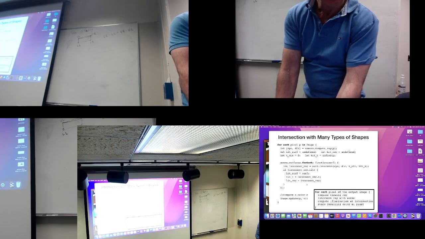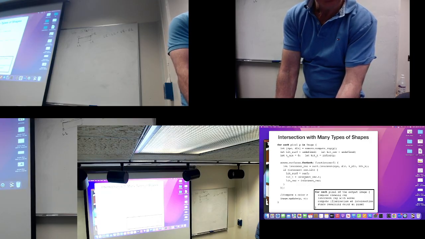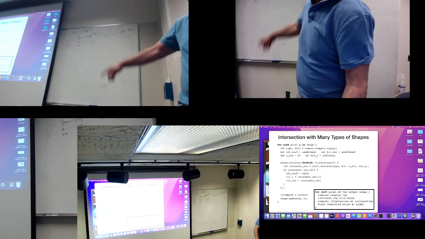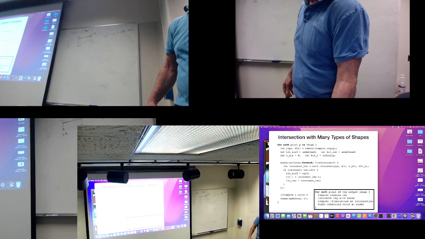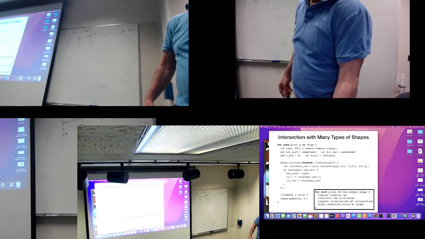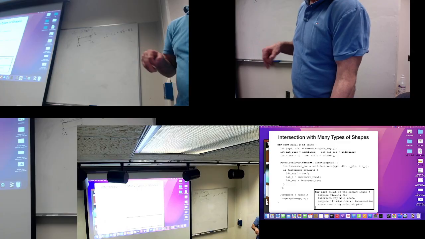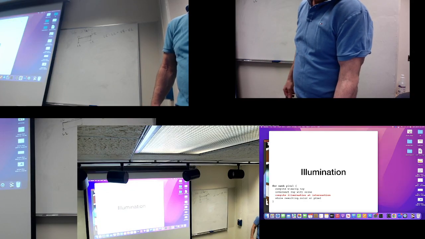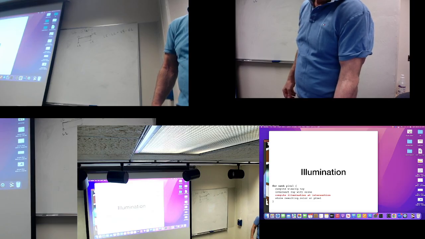And once you hit with the ray, you update the color based on the color of the object that you hit, plus whatever shading effects we want to have. And I still didn't tell you exactly what I mean by shading effects. So let's talk about the illumination.